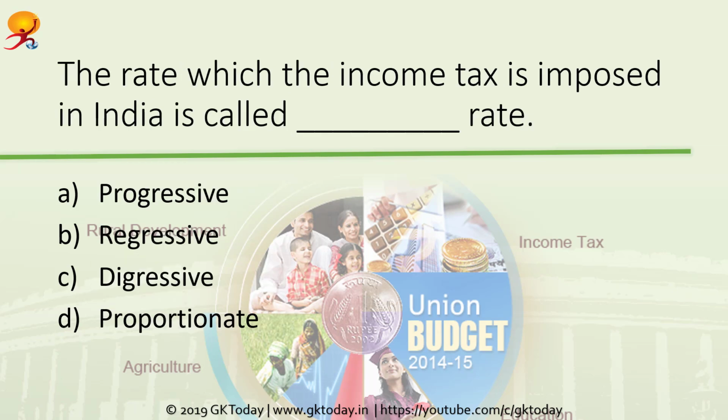The rate at which the income tax is imposed in India is called what rate? It's called digressive rate. So in India, income tax is imposed at digressive rate. Under this, the rate of tax increases as the income increases initially, while after a certain level of income, it becomes proportionate. In India, the rate of tax on income up to rupees 10 lakh increases, while tax rates become proportionate after that. However, the government imposes a surcharge on those earning more than rupees 50 lakhs.